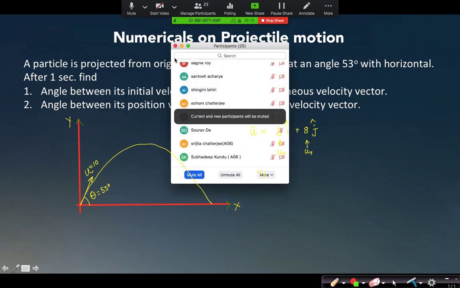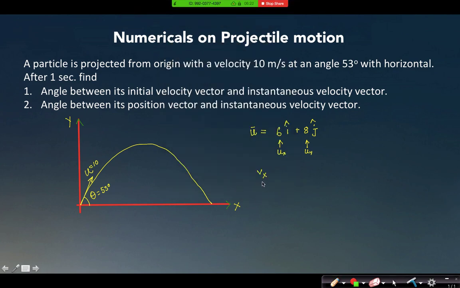You can check here that after 1 second the vx will remain the same as there is no acceleration along x-axis. And after 1 second what will be vy? Which equation I will use? vy is equal to uy minus gt. If you do not understand, then talk to me, unmute yourself and ask me the question. uy is 8 minus 10 into 1, so that is minus 2. So can I write that velocity after 1 second is 6 i cap minus 2 j cap.